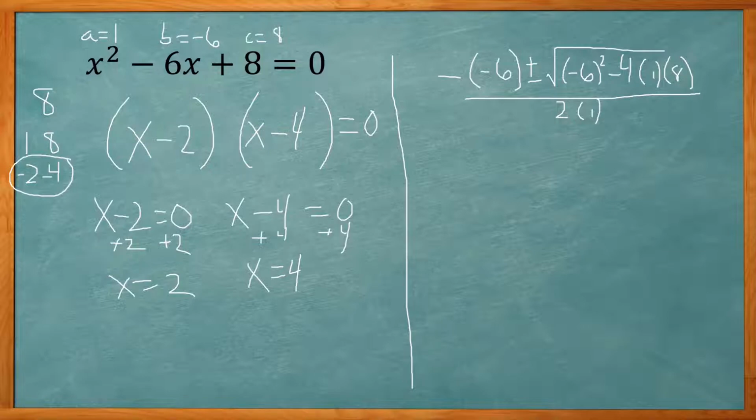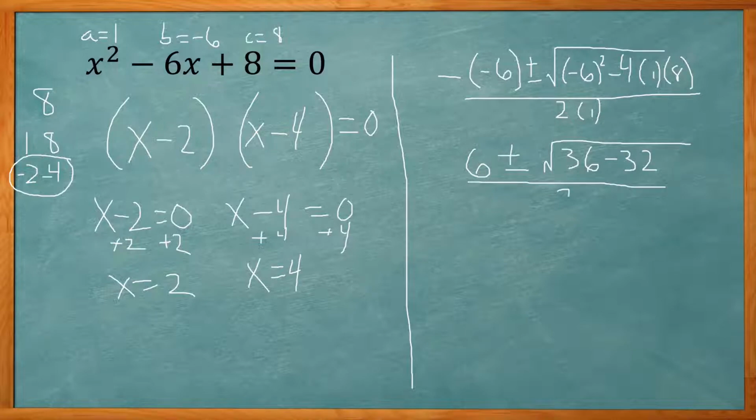Alright, so -6. Two negatives give you a positive when you multiply. So +6 plus or minus the square root of -6 squared, which is -6 times -6, or 36. And -4 times 1 times 8 is -32. And the bottom, 2 times 1, is just 2.